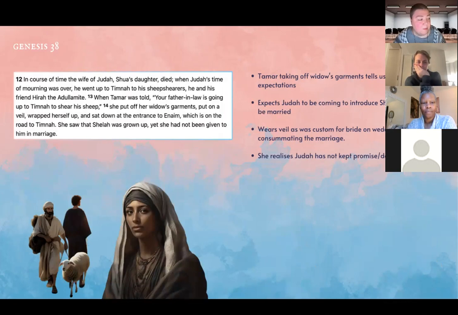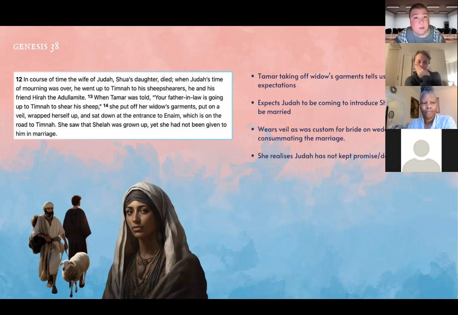In course of time, the wife of Judah, Shua's daughter, died. When Judah's time of mourning was over, he went up to Timnah to the sheep shearers, he and his friend Hirah the Adullamite. When Tamar was told, "Your father-in-law is going up to Timnah to shear his sheep," she put off her widow's garment, put on a veil, wrapped herself up, and sat down at the entrance of Enaim, which is on the road to Timnah. She saw that Shelah was grown up, yet she had not been given to him in marriage.